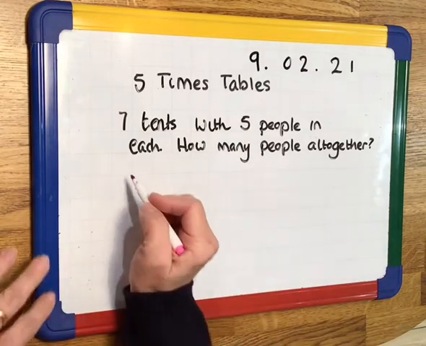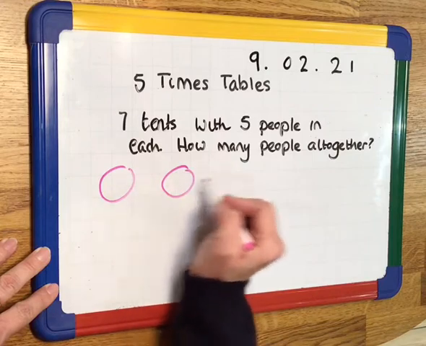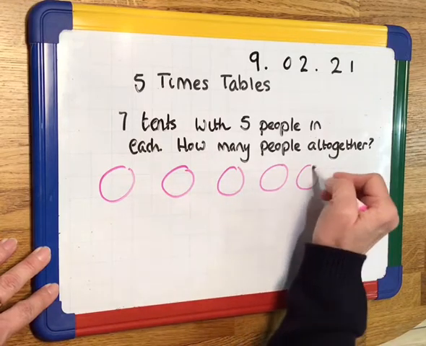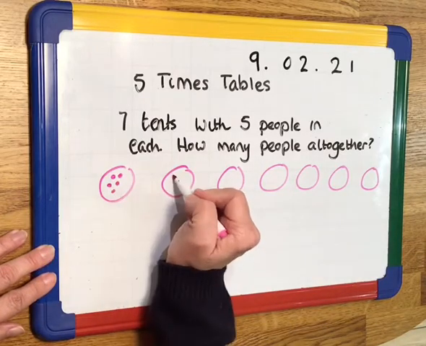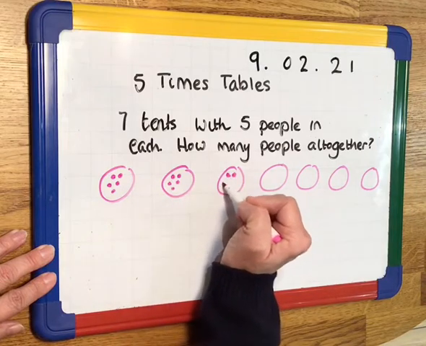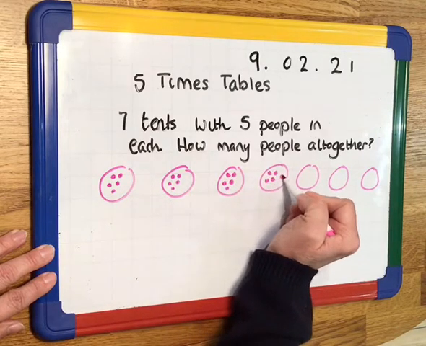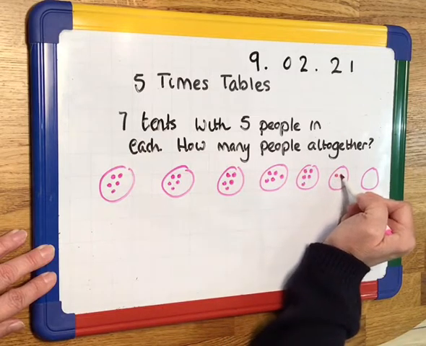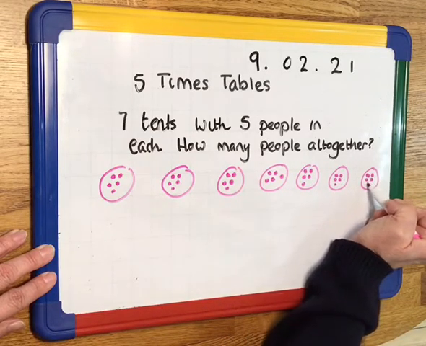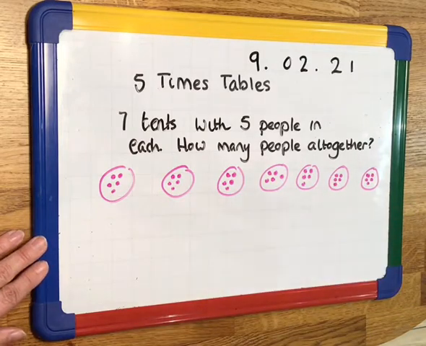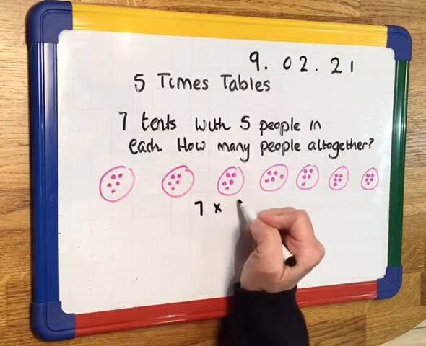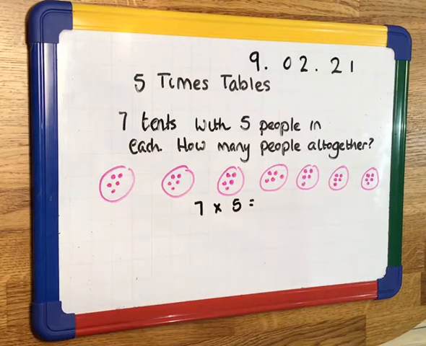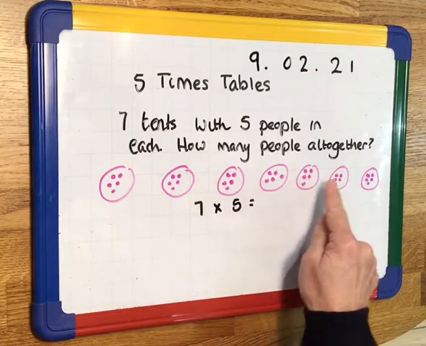So I've got 7 tents. That's my 7 groups. 1, 2, 3, 4, 5, 6, 7. And there are 5 people in each tent. So I'm going to put 5 counters in each group. Okay, that's 7 lots of 5. So I know 7 lots of 5 can be written 7 times 5. Let's count in fives. I could count my pictures, 5, 10, 15, 20, 25, 30, 35.